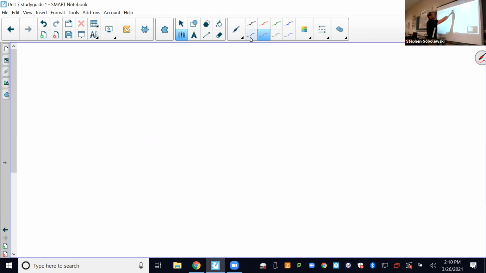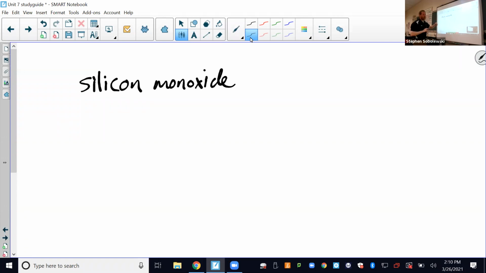So for example, if we have a compound like silicon monoxide, and silicon is a metalloid, but it does appear in covalent compounds as if it were a non-metal. So silicon means I just have 1 Si. Monoxide is the form of 1 oxygen.